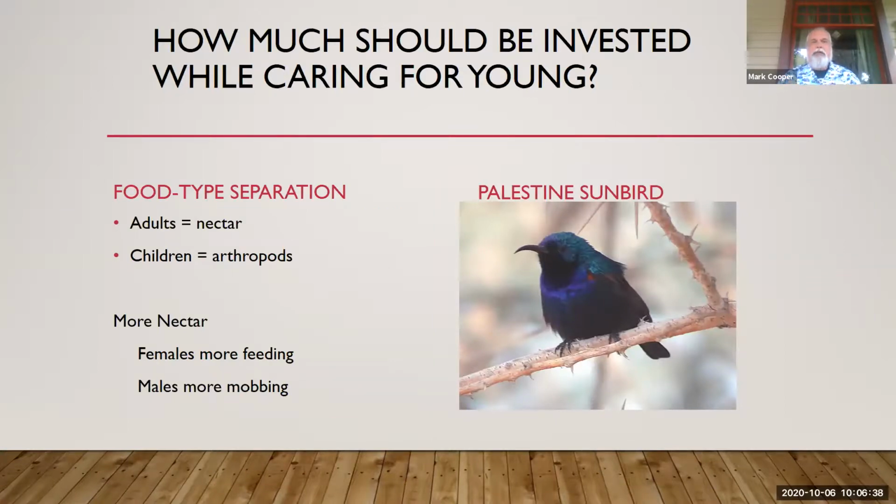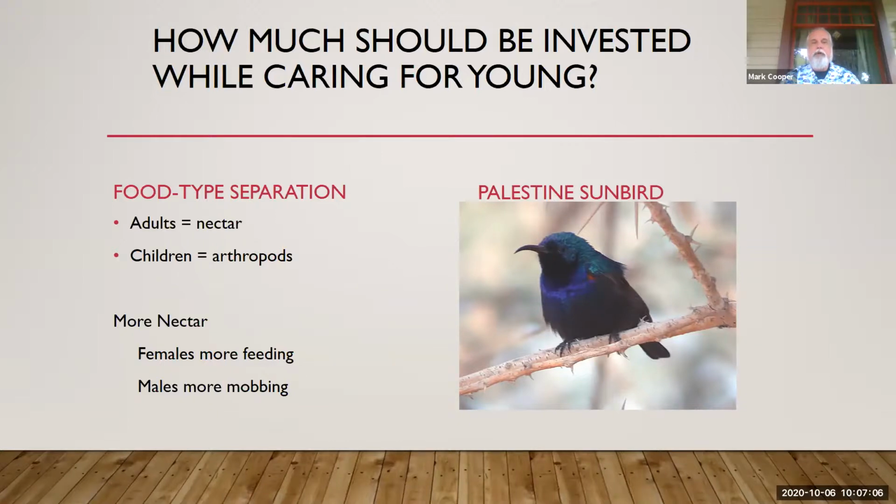You will see, even when both parents are helping, they may not be doing the same thing. Food type separation: often adults will not eat what the children eat, and this is good because it reduces competition for food, for the parents and the kids. So in this bird, the parents eat nectar, and the babies will eat arthropods.